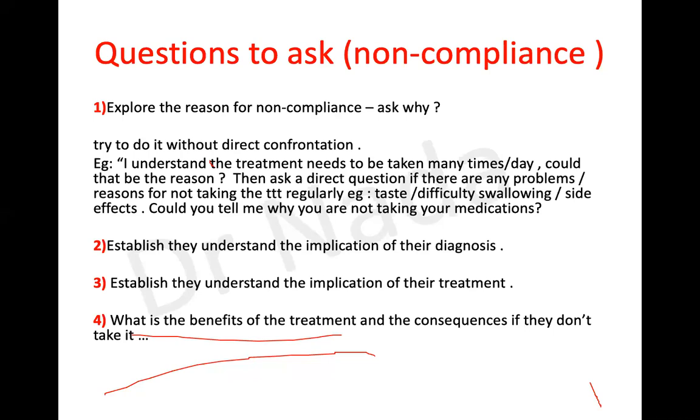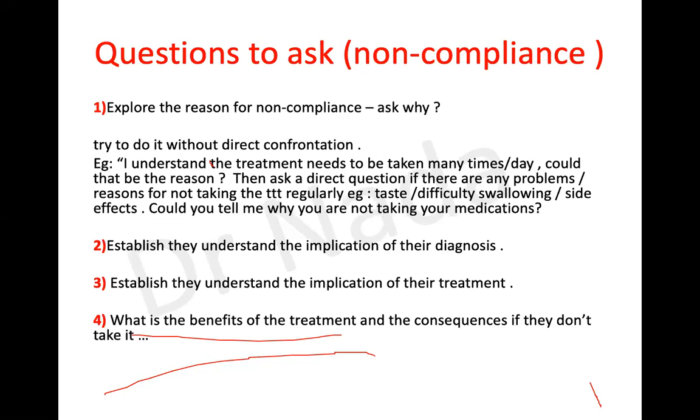Number one, ask why here. Number two, establish that they understand the implication of their diagnosis. So this is one of the things you have to ask the surrogate. What do you understand about your disease or your diagnosis? Do you have an idea? Could you please tell me what you have been told about your medical problem so far? And let them speak, okay? When they finish, continue by explaining what they haven't said. Would you mind if I explain further to you?